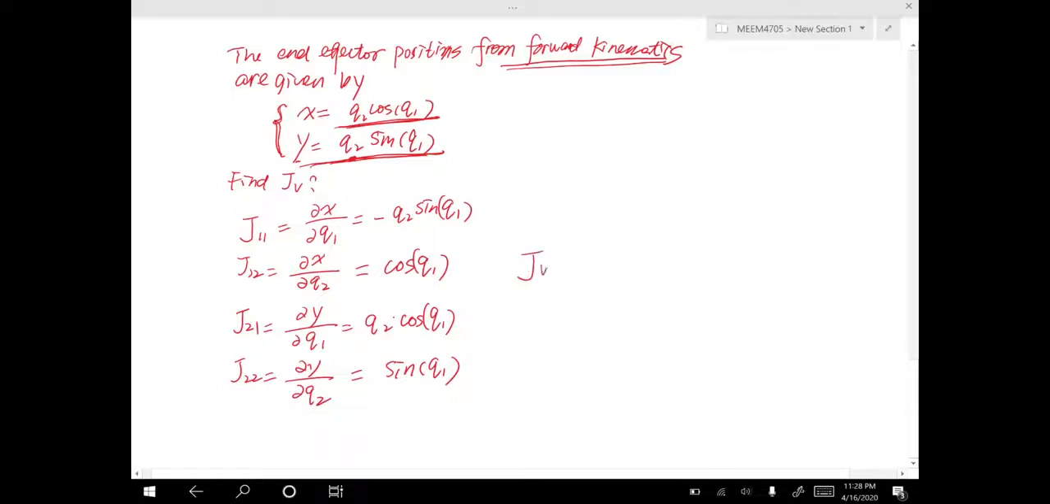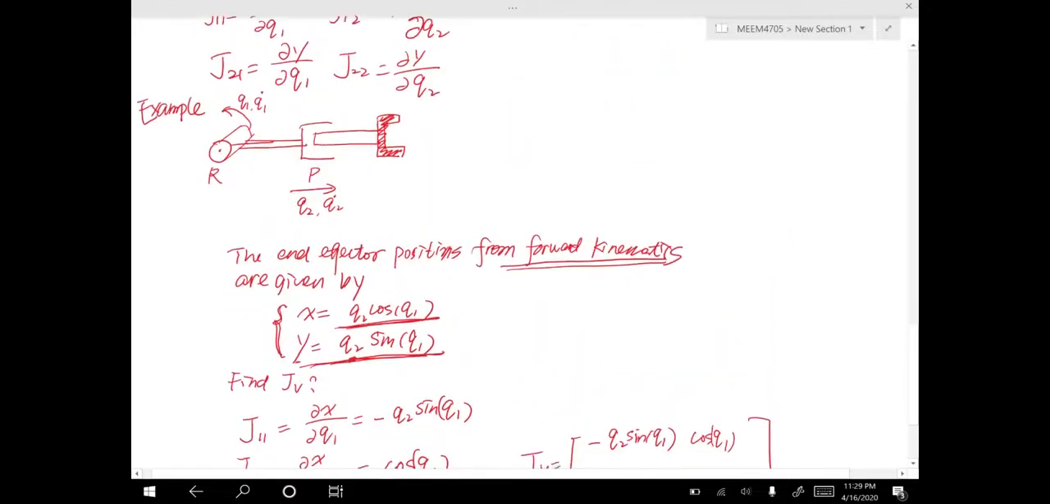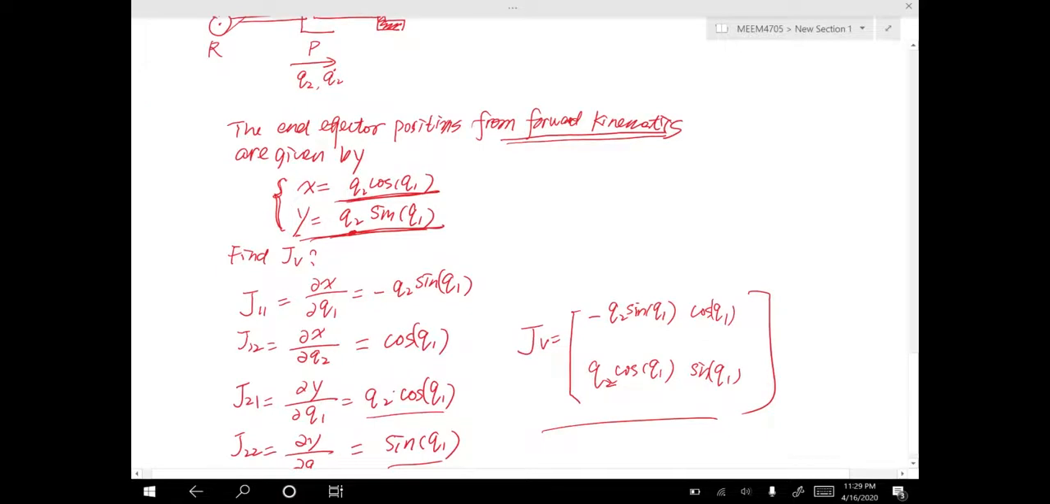So then the linear velocity Jacobian matrix equals negative q2 sine q1 and cosine q1, and this term is J21, so I just copy that. So this is q2 times cosine q1, and this term is sine q1. Okay, so this is the solution for this question, because we already know the x and y.